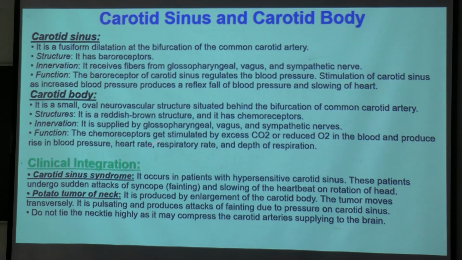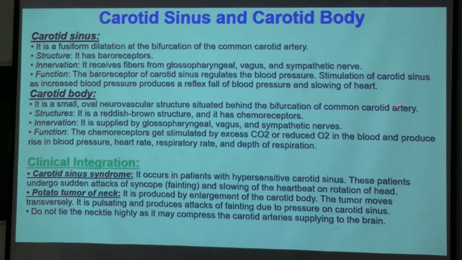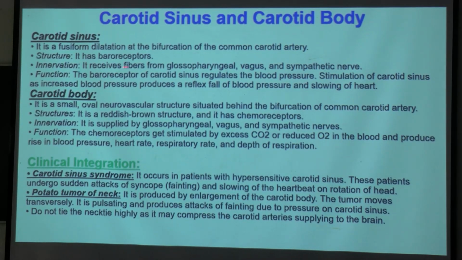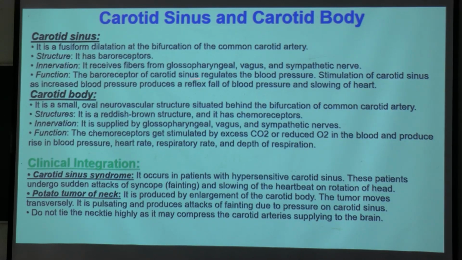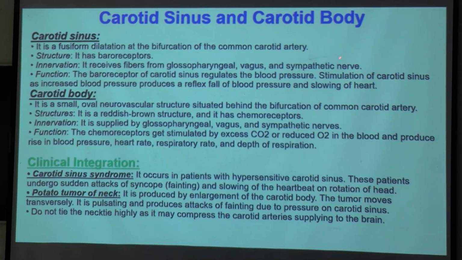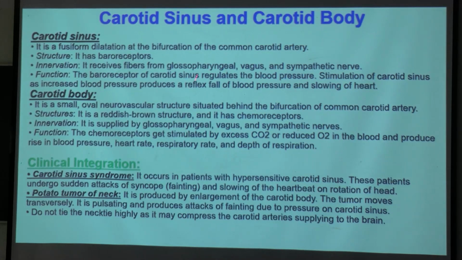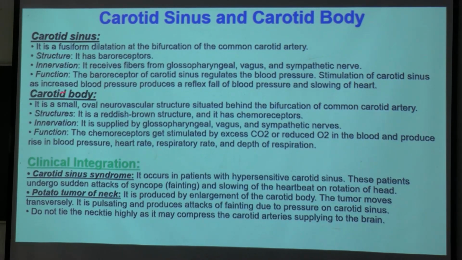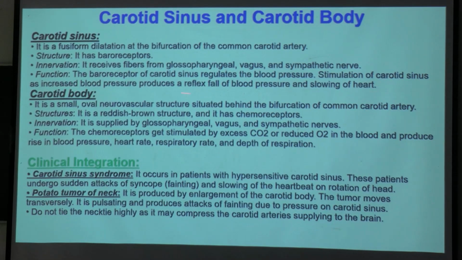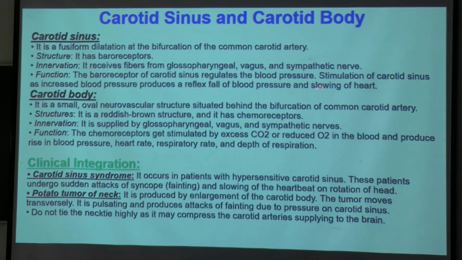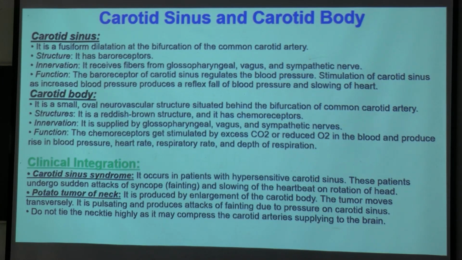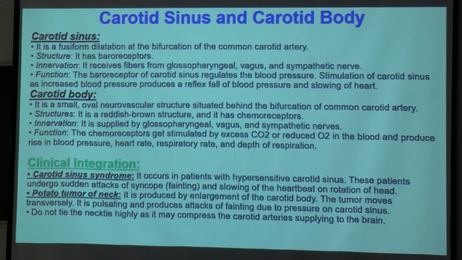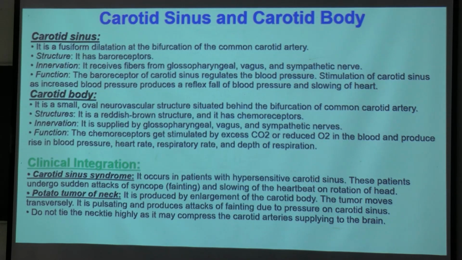Carotid sinus and carotid body. The carotid sinus is a fusiform dilatation at the bifurcation of the common carotid artery, and it has baroreceptors. Innervation: it receives fibers from the glossopharyngeal, vagus and sympathetic nerves. The baroreceptors of the carotid sinus regulate blood pressure. Stimulation of the carotid sinus, as with increased blood pressure, produces a reflex fall of blood pressure and slowing of the heart. It senses the blood pressure and accordingly maintains it by increasing or decreasing.